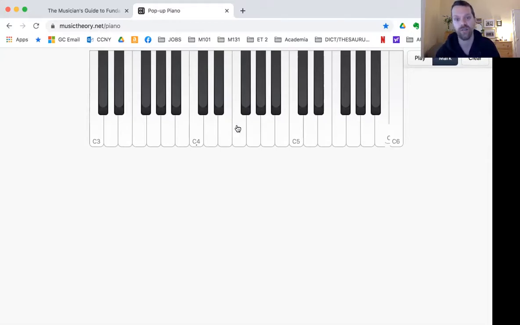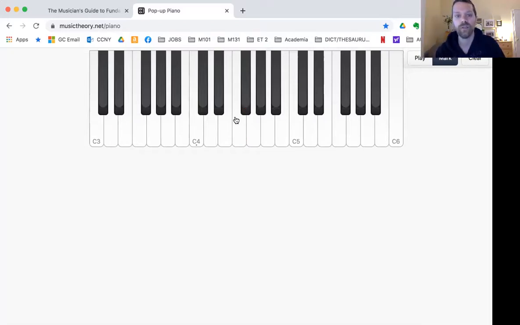So let's take F, right? A half step above F, what's the closest pitch above F? Remember, it's not G, because there's something in between. There's a pitch in between, this black key. It's this note. Either we can call it F sharp or we can call it G flat. Remember our enharmonic discussion from part one.